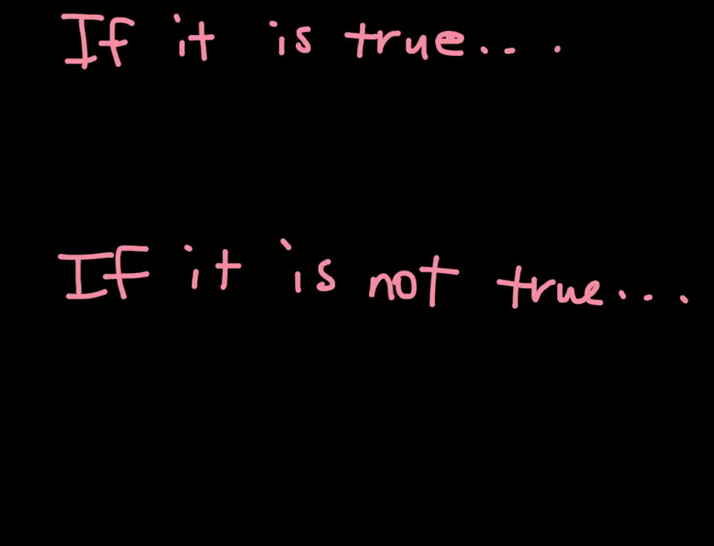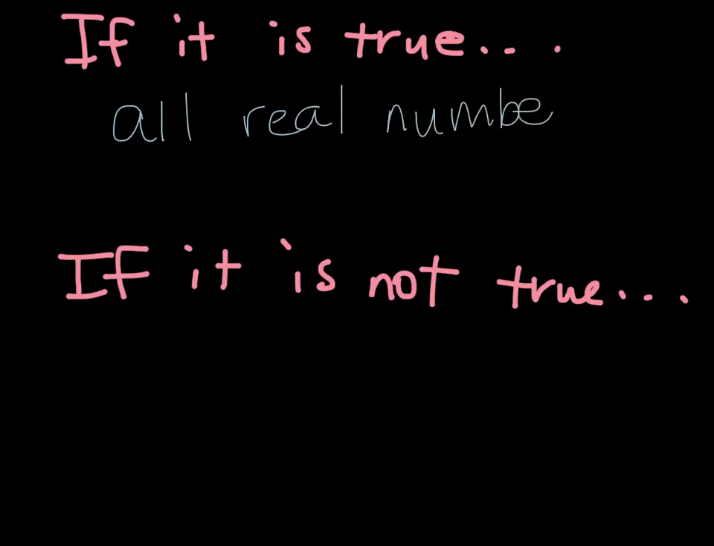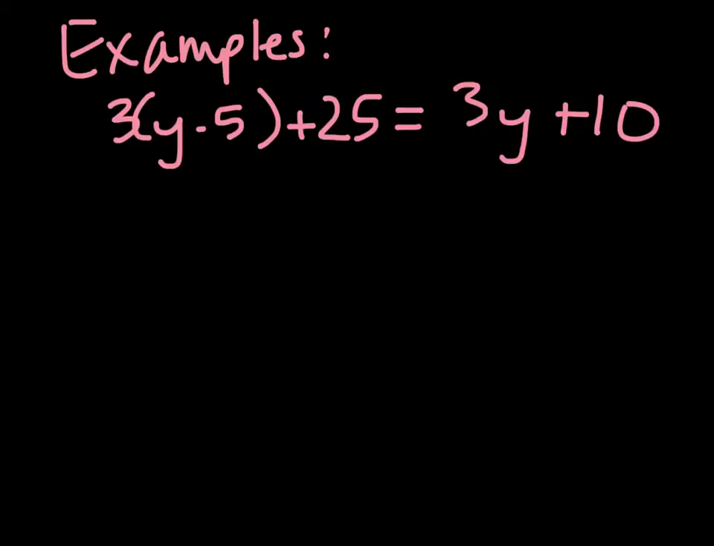Something you need to add in your notes. If whatever I have left over is true, then I say that my solution is all real numbers. That means that my variable can be any number that I can think of. If I ask myself, is this true? And I say, no, it's not true, then I say there is no solution. There is no value for that variable that will make that equation true. Okay, let's look at a couple examples.